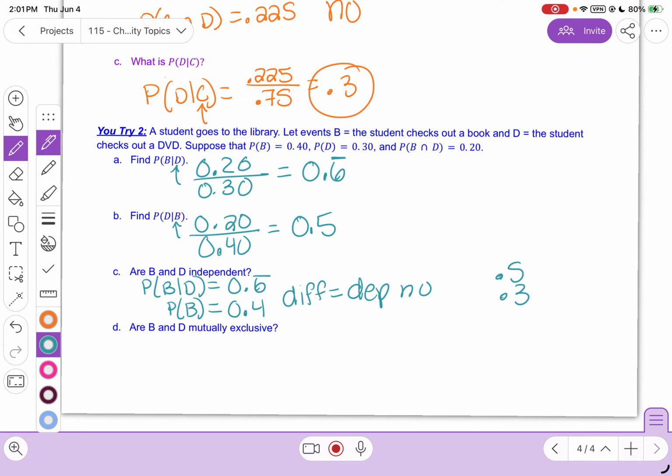And then finally, are B and D mutually exclusive? Well, B and D, we were told is 0.2. That's not 0, so no, they are not mutually exclusive.